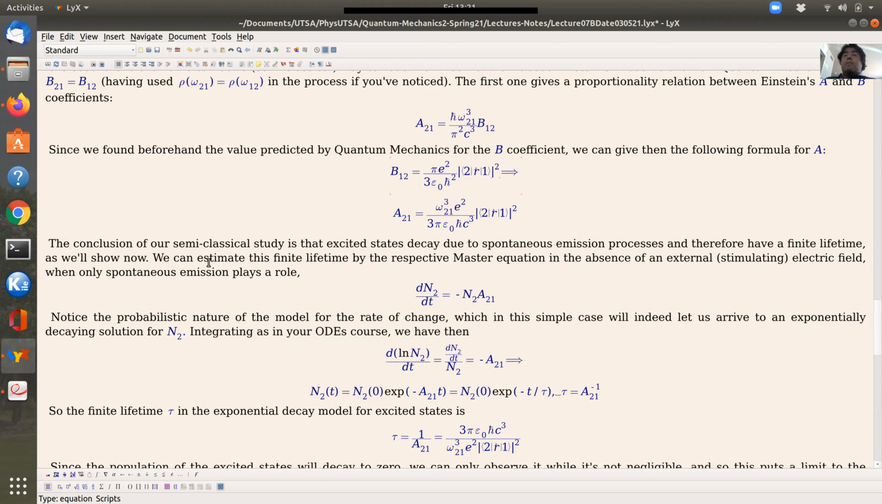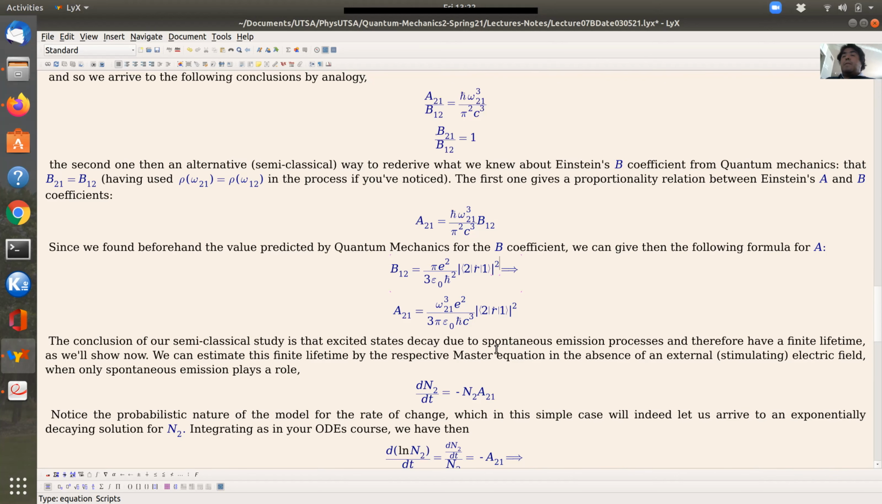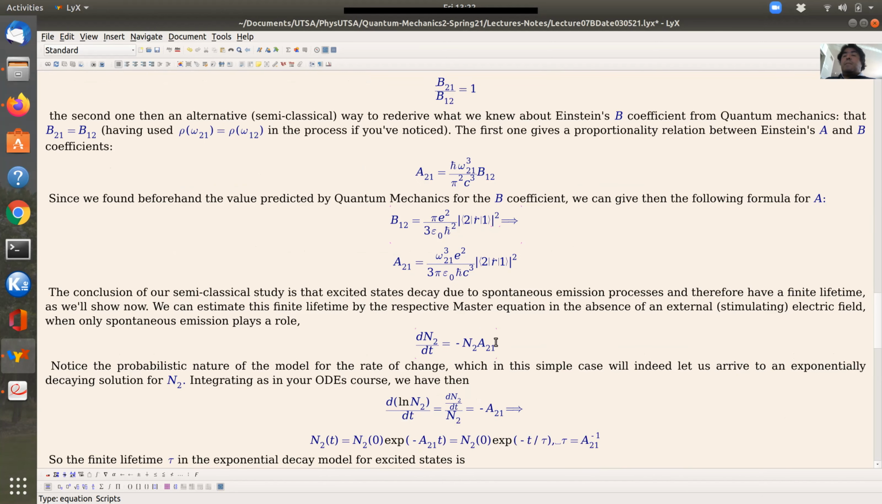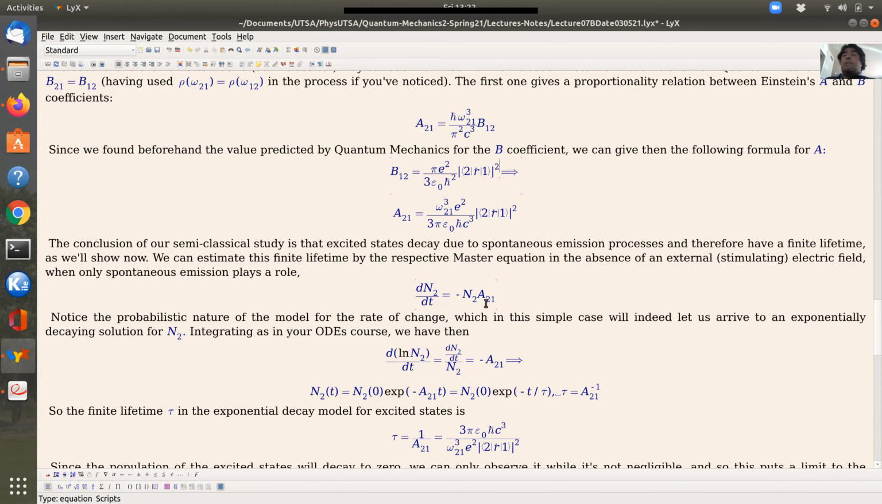And most importantly, we can estimate the finite lifetime of these states by a simplified master equation, where let's assume there is no external stimulating electric field, and only spontaneous emission plays a role. So in that case, you have this equation, like in the absence of all the stimulating processes, like stimulated emission or absorption, we only have spontaneous emission. That's why we have the single term. And this is an equation that you know how to solve from your ODEs course. This is an exponential equation, and actually exponential decay.